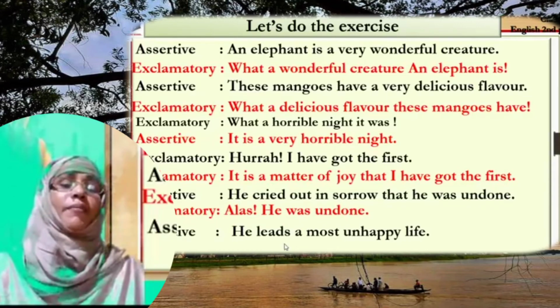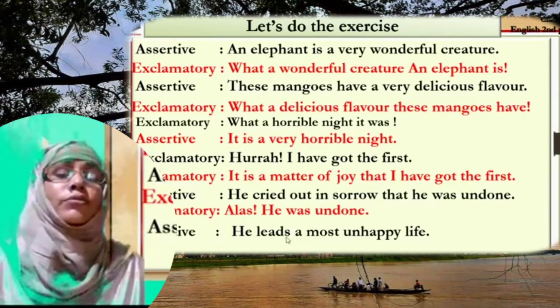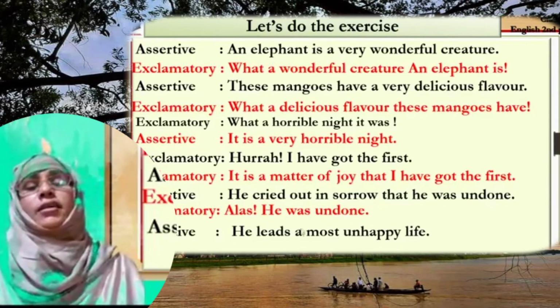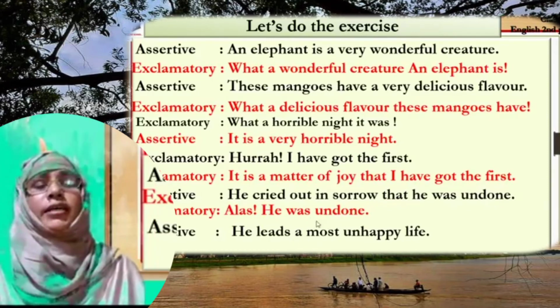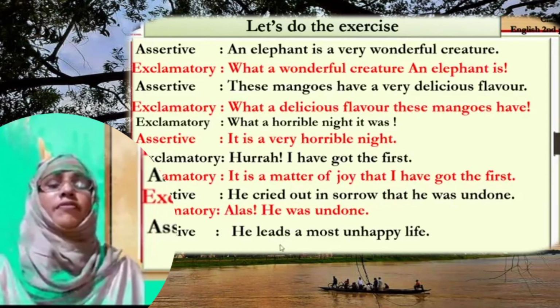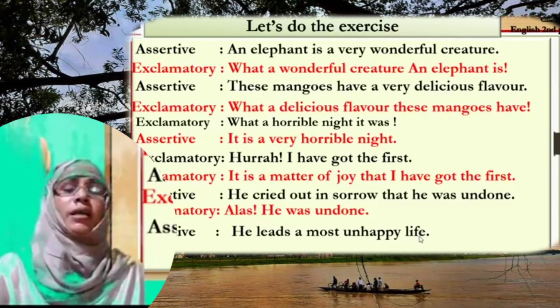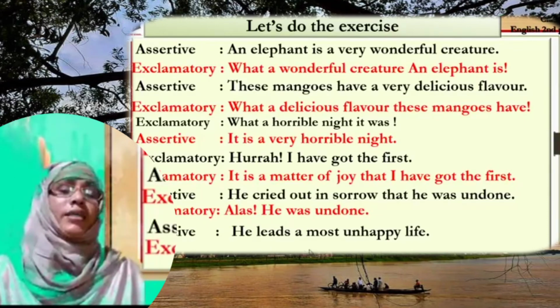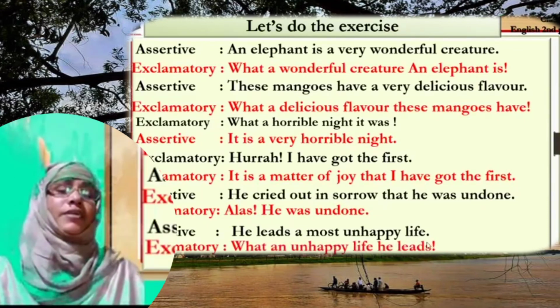He lives a most unhappy life. Here there is no very or great given, most is given. Actually most is working as very here. He lives a very unhappy life. What an unhappy life he leads.